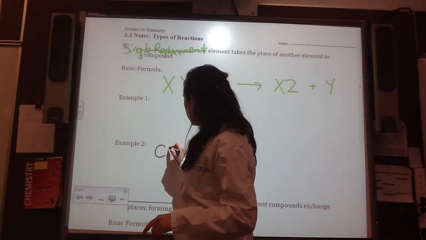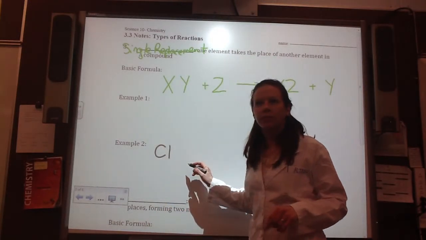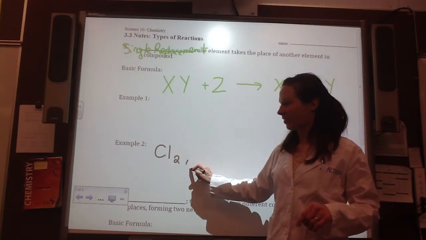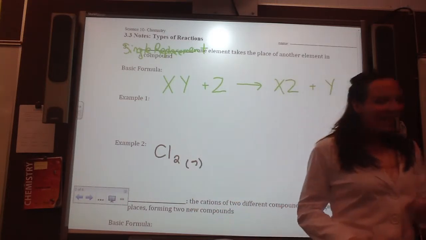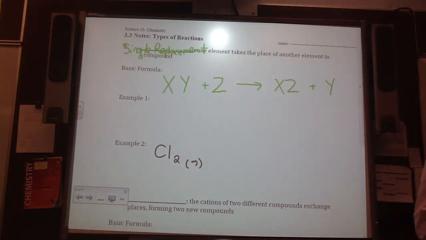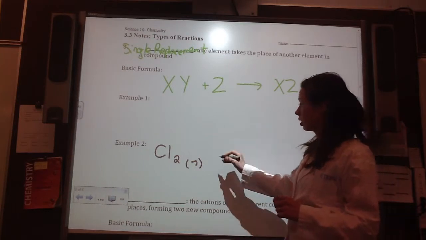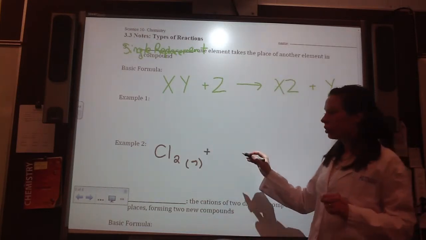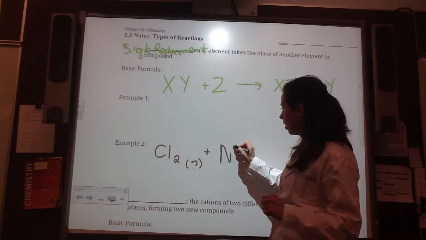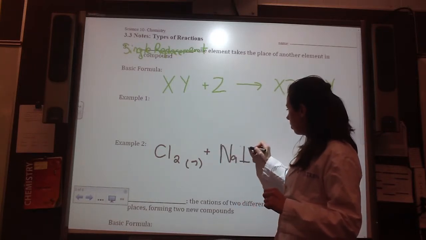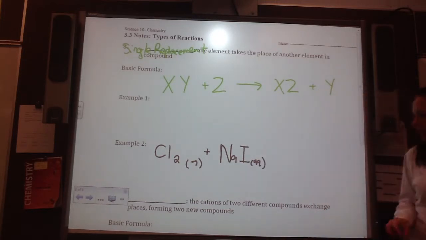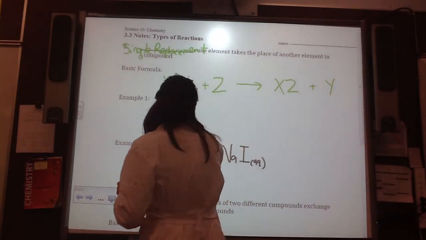So say we have chlorine gas, and say I react it with sodium iodide in solution. Sodium iodide, so that's Na plus with I minus, and I said it's in solution, so it's aqueous.